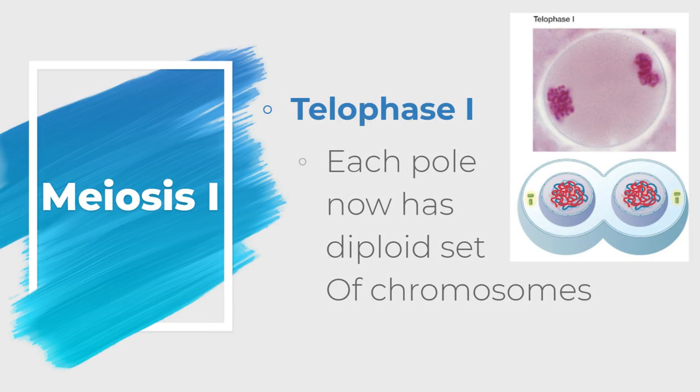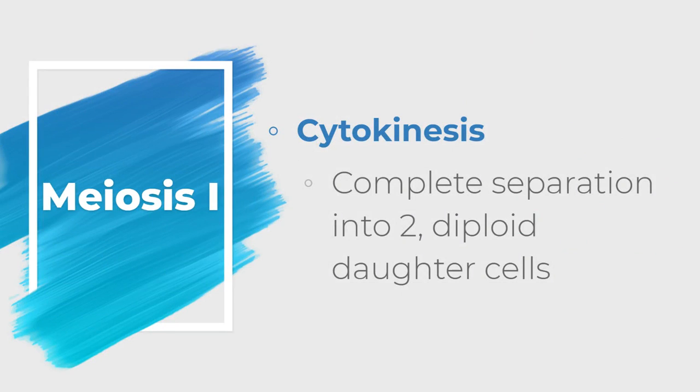The next phase is telophase 1. This is very much like mitosis, where each pole now has a diploid set of chromosomes, and it's going to unwind back into chromatin, and you are going to have those nuclei reform. And then cytokinesis happens, where the complete separation of the cells happens, and you get 2 diploid daughter cells.